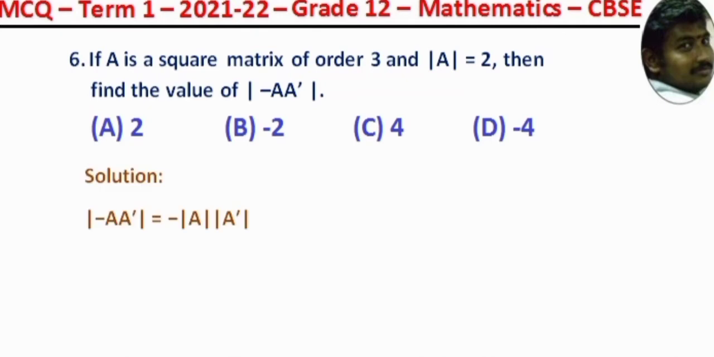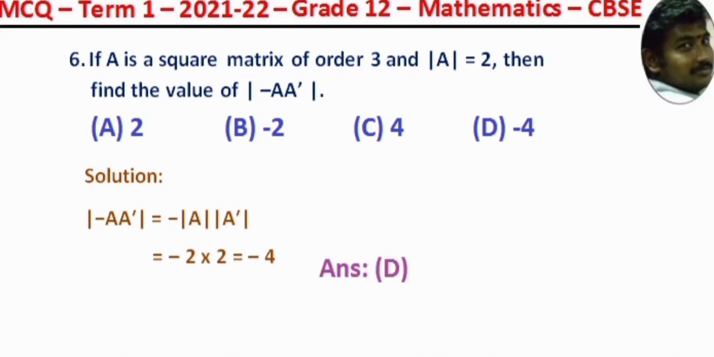Look at the solution. Determinant of minus A dash, we can split like this: negative of determinant of A times determinant of A dash. Because determinant of A is given as 2, determinant of A dash will also be 2, because when you find the determinant of the transpose, you will get the same value. So the answer will be negative into 2 into 2. So the answer is negative 4.